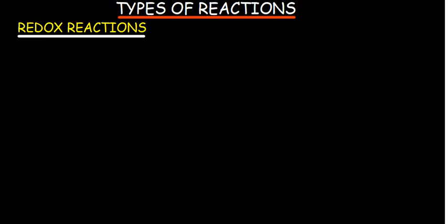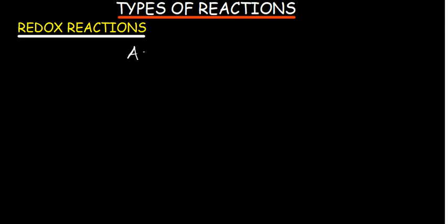Types of reactions. Now, when you're talking about these types of reactions, we need to understand acid base reactions, and we also need to understand precipitation reactions, and then we are going to be able to understand redox reactions. Now, just a brief on acid base reactions.